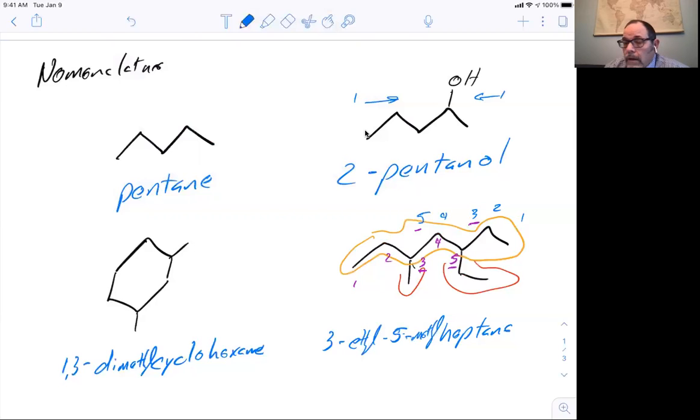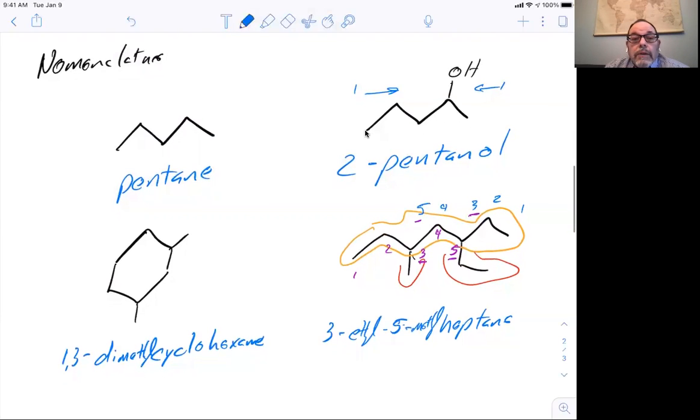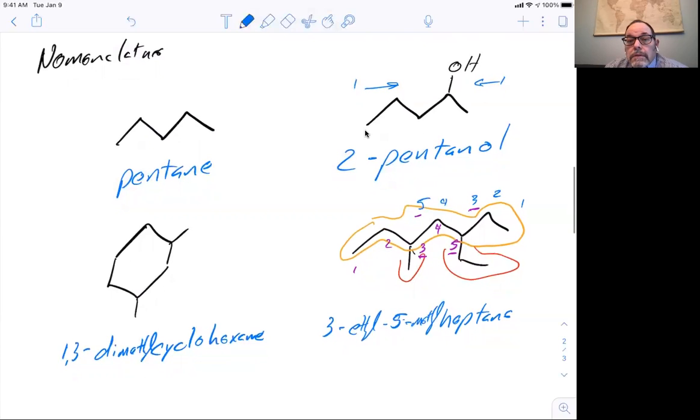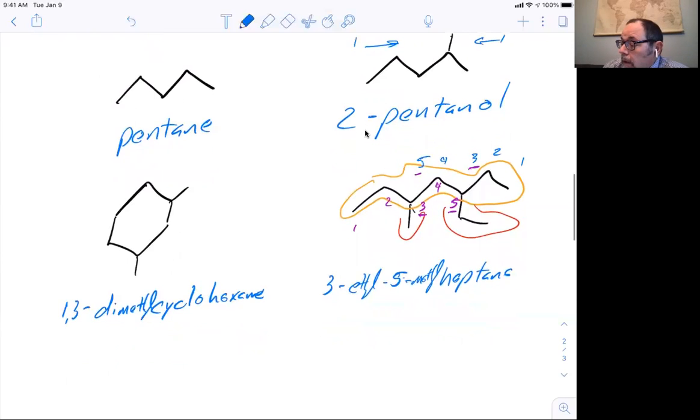Okay, questions? It's straightforward, but it's not simple unless you know it really well. It can be incredibly difficult if you don't know the rules. So any questions about this nomenclature? Okay. Let's try some with stereocenters.